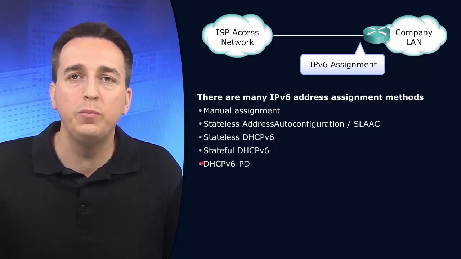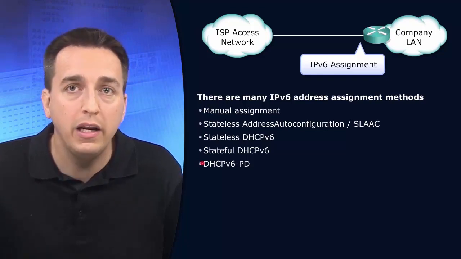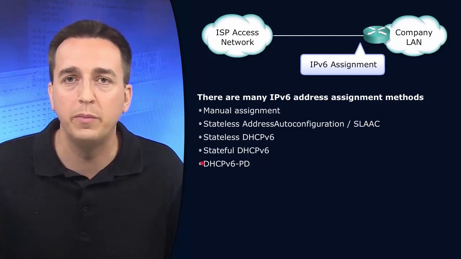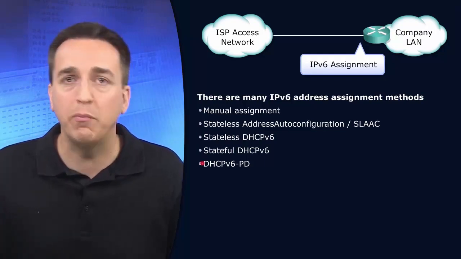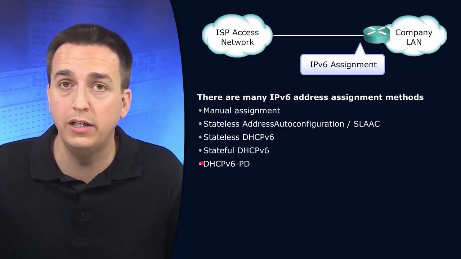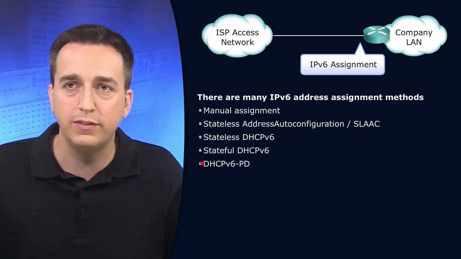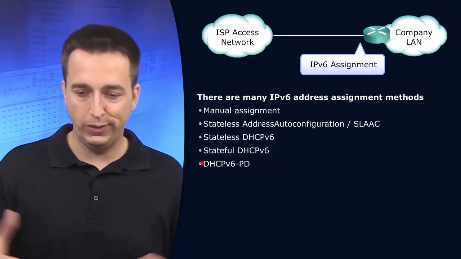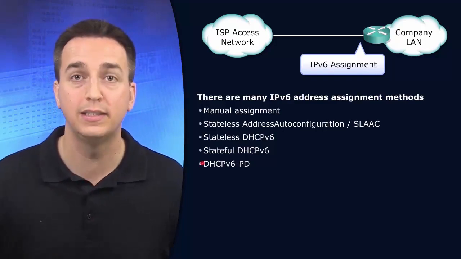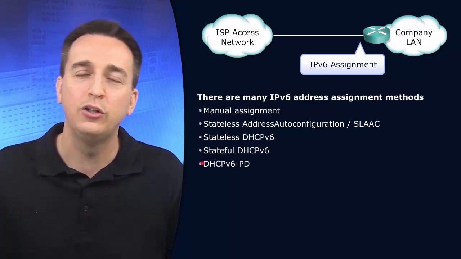I need groups of subnets, groups of addresses that I can obtain from the DHCP server in the ISP's environment, and then I can dynamically allocate those through my interfaces and throughout the organization. So DHCPv6 prefix delegation gives us that ability to receive sets and groups of IPv6 subnets and addresses, as opposed to just a single address that we're going to assign to a single interface.